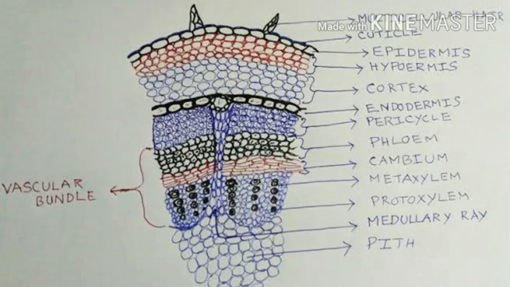Then next is pith. In the pith you are observing it occupies a major portion of the stem and the cells are made up of parenchyma. So this was about the internal structure of dicot stem.